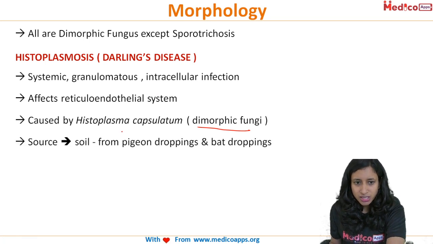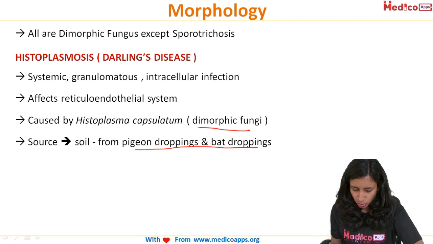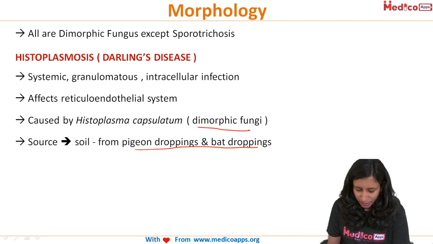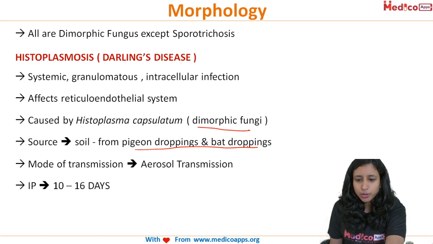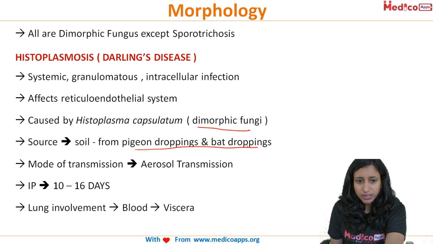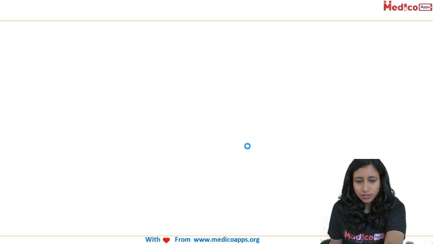Now the source is usually soil which contains pigeon droppings or bat droppings. This is what you need to remember. Histoplasmosis is transmitted by aerosol transmission. The incubation period is around 10 to 16 days. Now it involves the lung first and then can cause systemic spread and spreads to other organs or viscera.